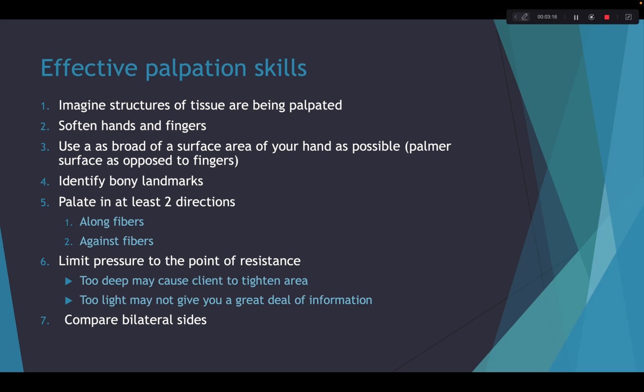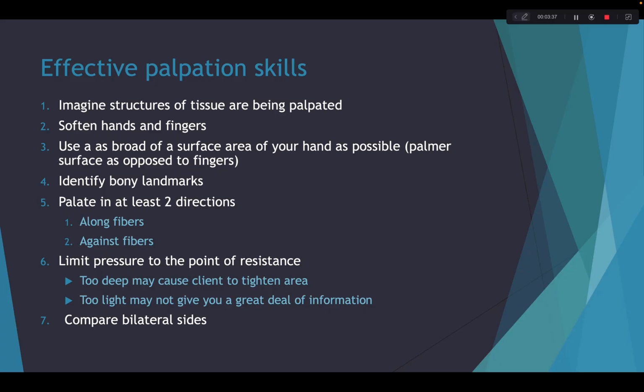Palpate in at least 2 directions. You want to go along the fibers and against the fibers. You can go diagonally if you want. So just try different directions to see where there might be a restriction. You'll kind of feel the tissue not want to pull or be pushed in that general direction.